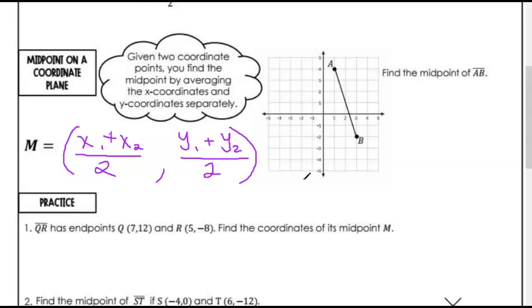Now, if you look at your anchor charts, everybody grab the ones from the buckets. Grab your anchor chart, everybody. It's on this one. See where it says MP? Midpoint. Okay? So, let's do this one. AB. All right.